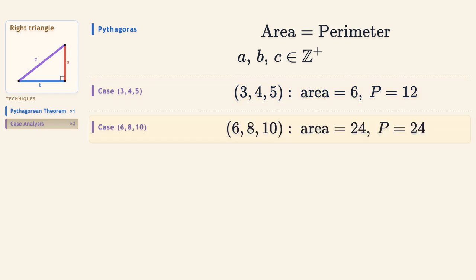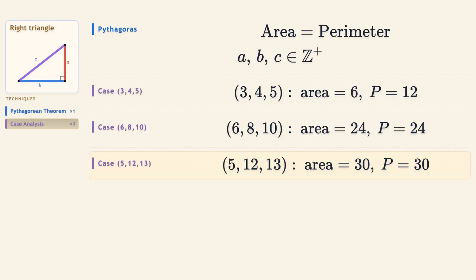Now try the next familiar triple, 6, 8, 10. Its area is 24, and its perimeter is also 24. They are equal, so 6, 8, 10 is our first solution. A nice early win. And one more, 5, 12, 13. Its area is 30, its perimeter is 30, both equal. That is already 2 solutions from just 3 small attempts.